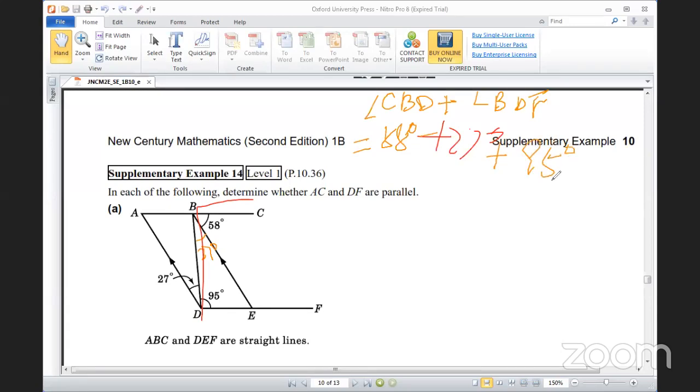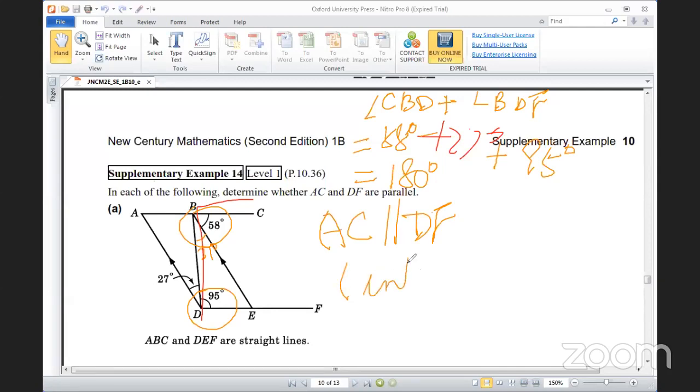Should I complete this one like that? And then you find that, right? Add these two. In this case, the reason you have to tell people: therefore AC is parallel to DF, and then they are interior angles, in this case supplementary.